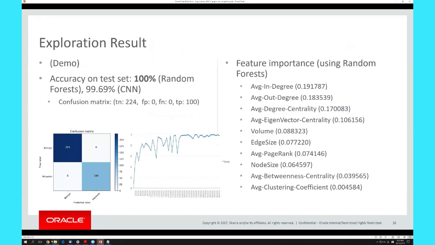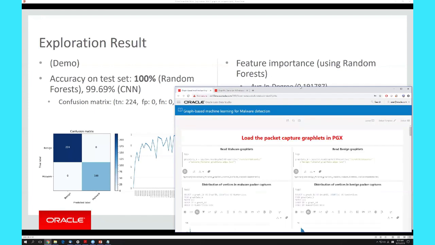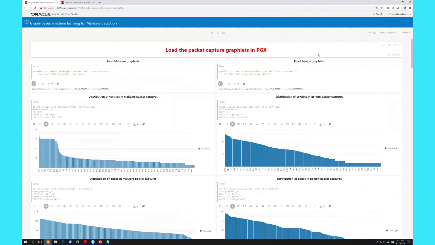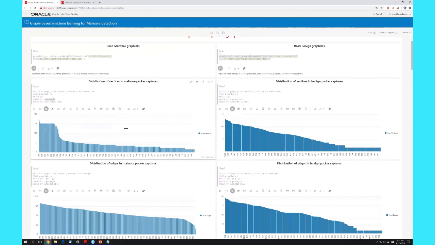Actually, we have a notebook demo from when we did this experiment. Basically, this is a notebook based on Zeppelin. As you can see, we have this PGX paragraph. We load one set of graphs, and the other set of graphs is from benign packets. This shows for each graph ID the size: the number of vertices and number of edges in each of these packet traces represented as a graph.